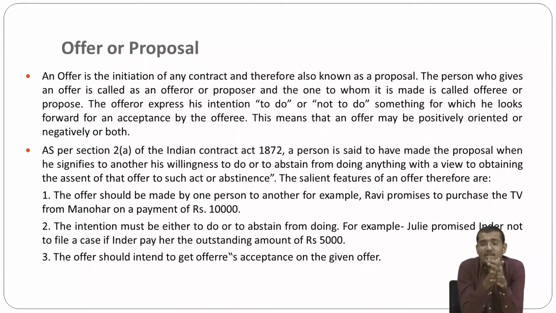Then the intention must be either to do or to abstain from doing. For example, Julie promised Inder not to file a case if Inder pays her the outstanding amount of rupees 5,000. So here there are two possibilities, whether doing so or not doing so. The second feature is also fulfilled here.